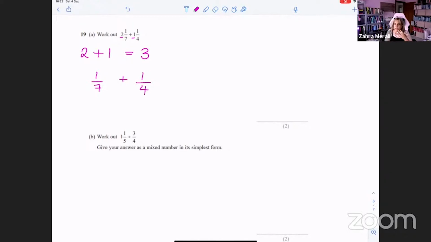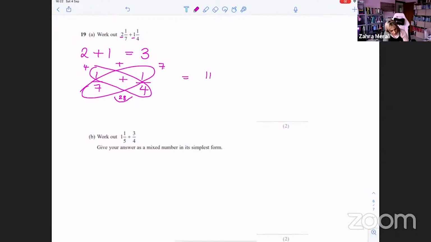Now you've got to make the denominator the same. The easiest way to do this is what I kind of call a butterfly method. So you can draw yourself a butterfly. 1 times 4, which gives you 4. 1 times 7, which gives you 7. So you're timesing the diagonals. 7 times 4, which gives you 28. And then you're going to add the top two numbers. So 7 plus 4, which is 11. And you're going to get 11 over 28. So now we've got 3 and 11/28.